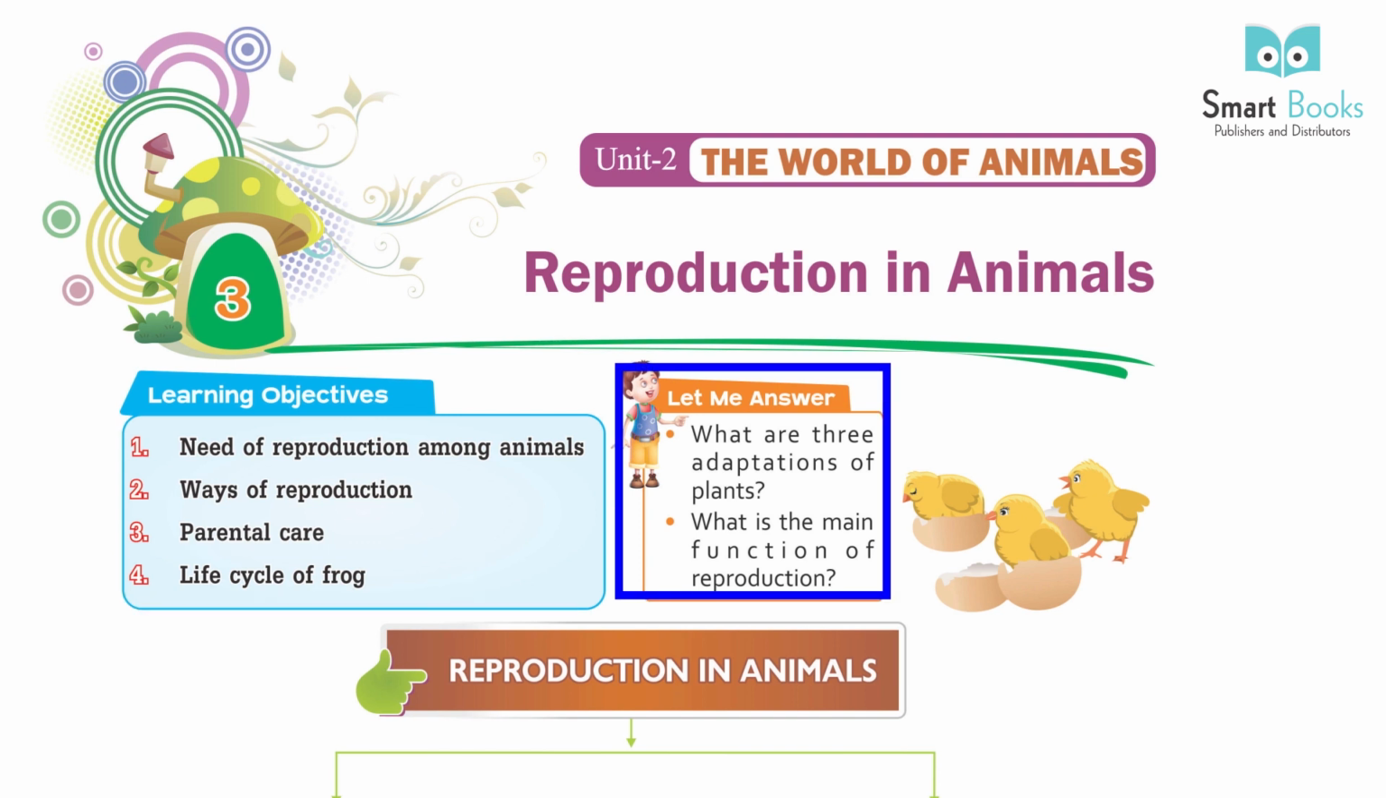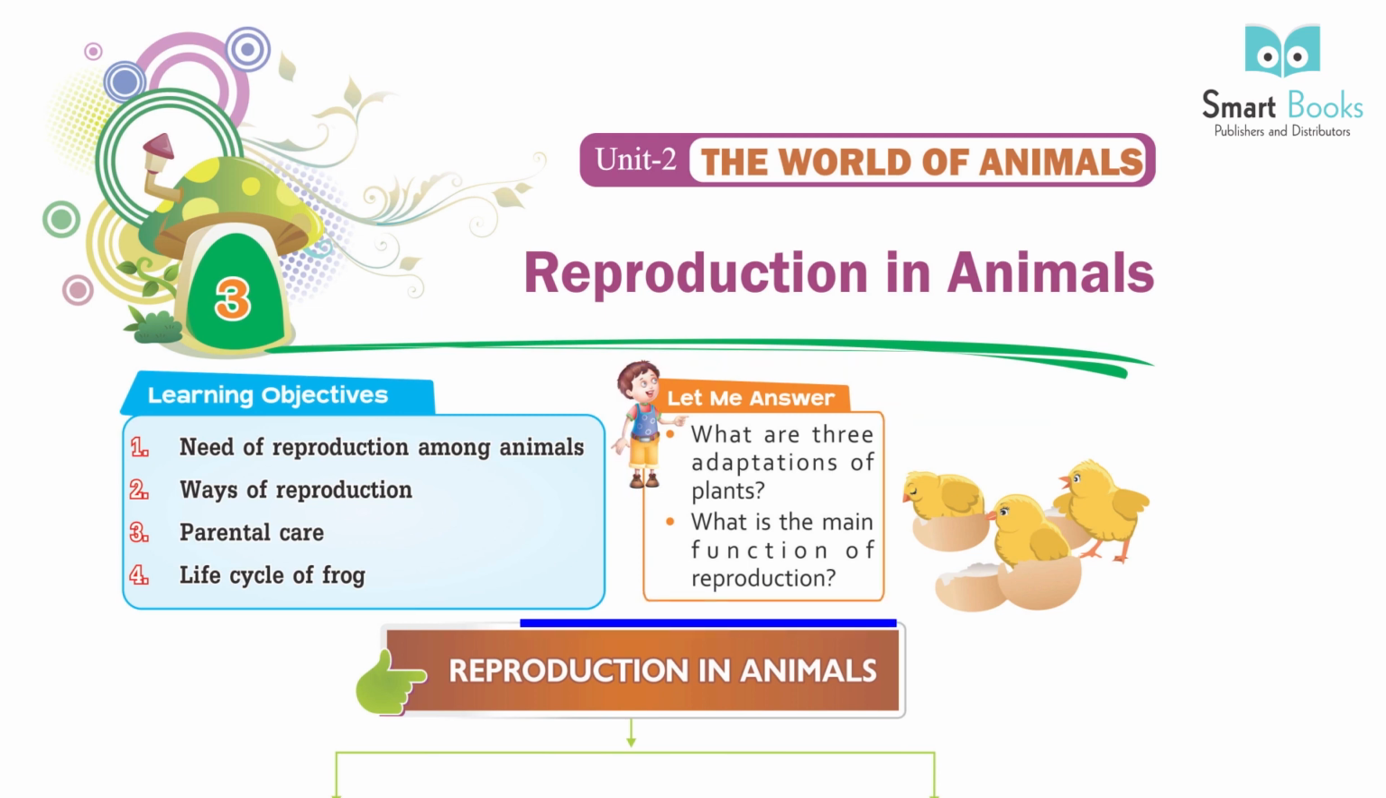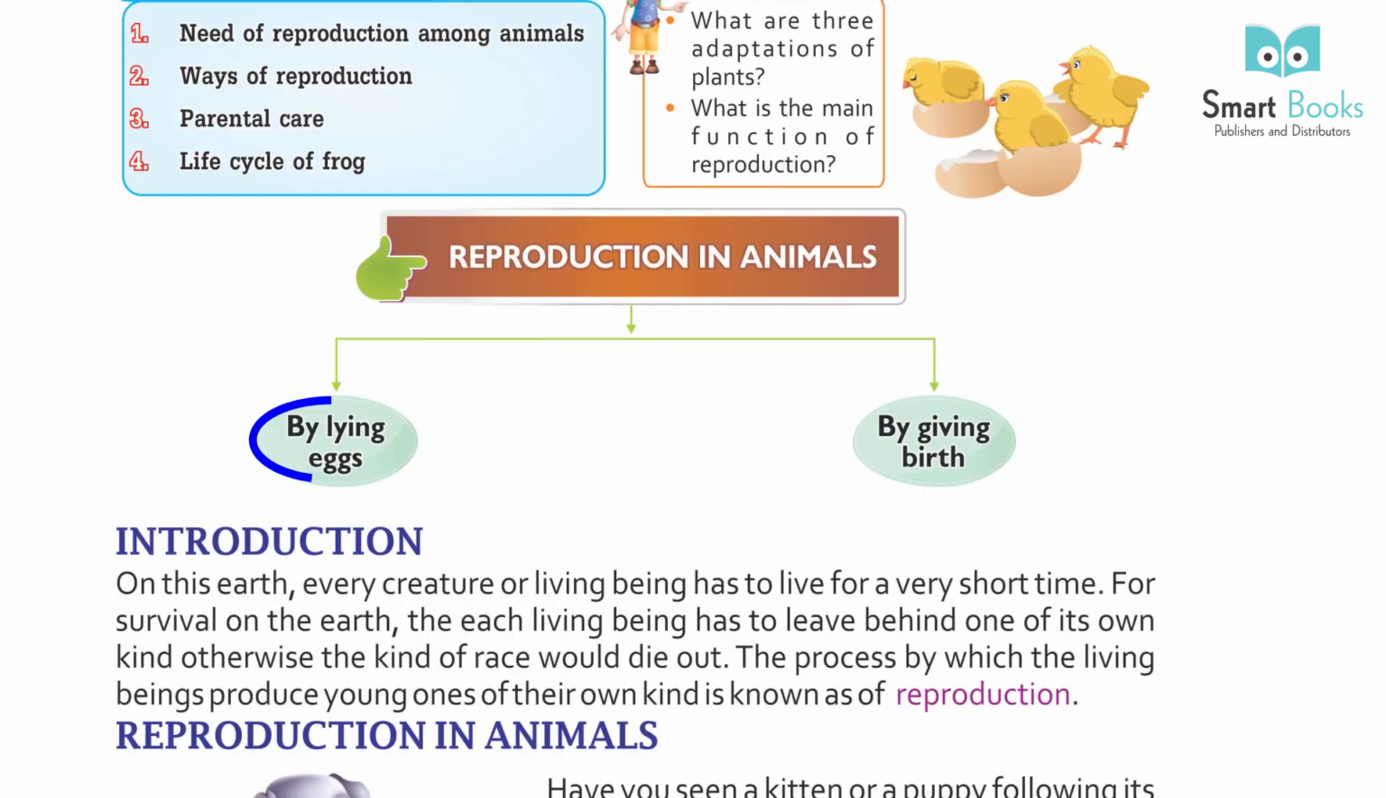Let me answer. What are 3 adaptations of plants? What is the main function of reproduction? Reproduction in animals: by laying eggs, by giving birth.